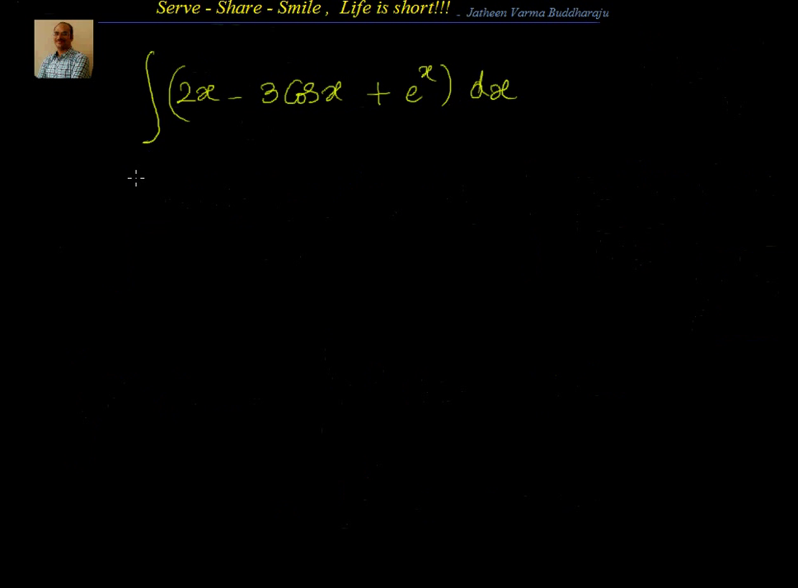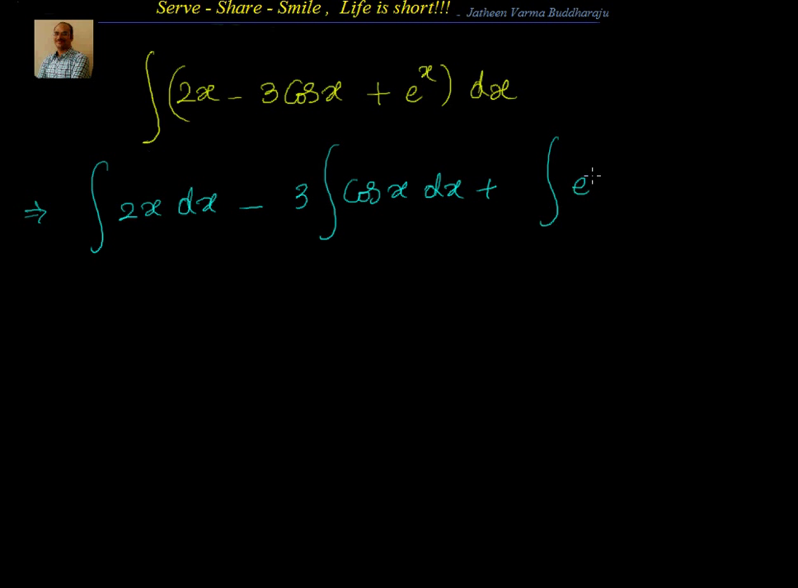Let's do one more. We have to find out the integral of 2x minus 3 cos x plus e power x dx. So let's try to separate them now. Can I write it as integral of 2x dx minus, I can take constant out, integral of cos x dx plus integral of e power x dx.